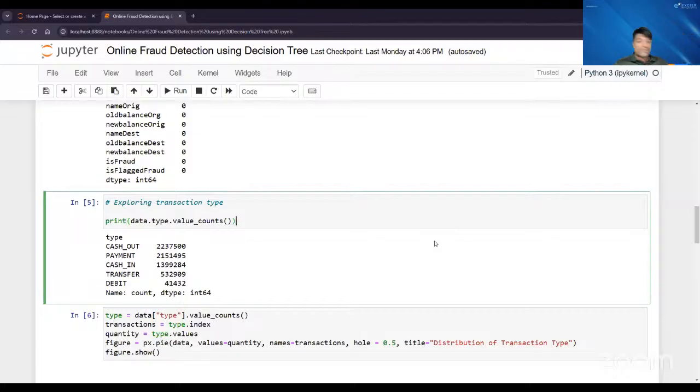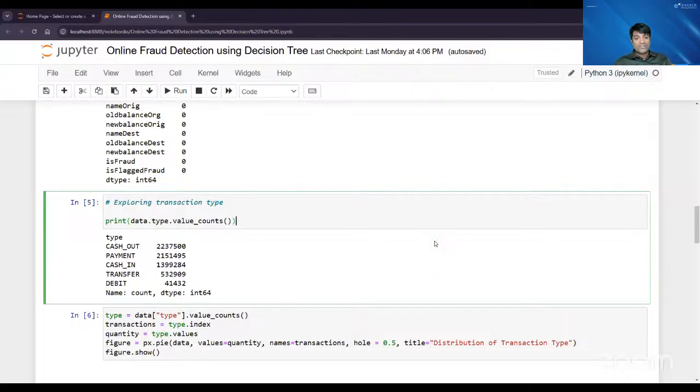this value counts is actually very good, in my opinion, compared to using unique. Why? Because value counts gives you not only the names of the unique values, but also the count of each unique value. So this is good, right? Practically, value counts will give you the count as well.